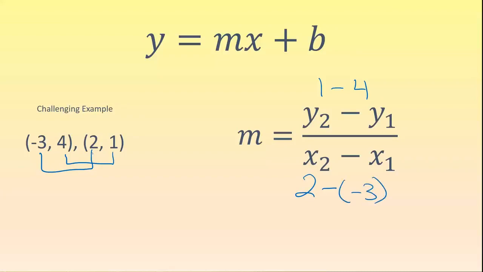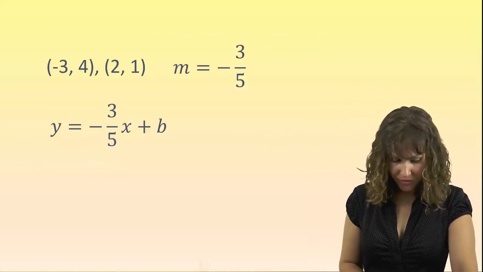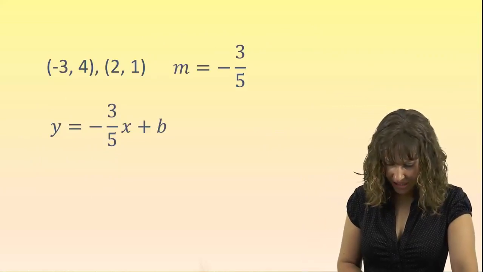Be sure and put in those parentheses. Make sure that you use the same point as the first number. Otherwise, you'll get the wrong sign. So we have -3 over 5, and that's our slope. So now we can insert that into y equals mx plus b. So we got y equals -3/5 x plus b.